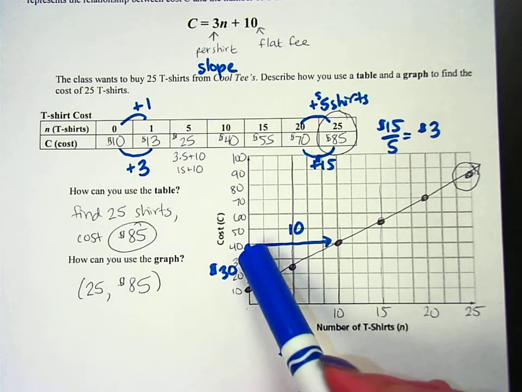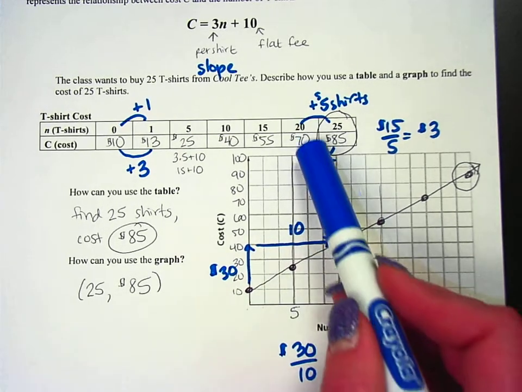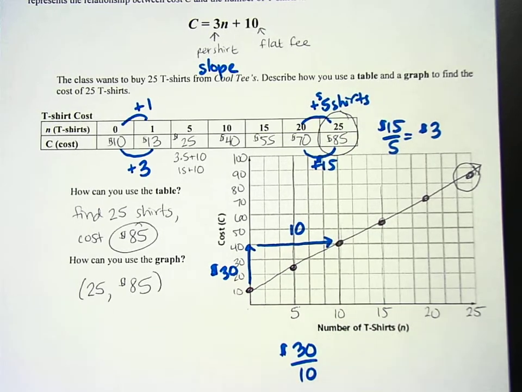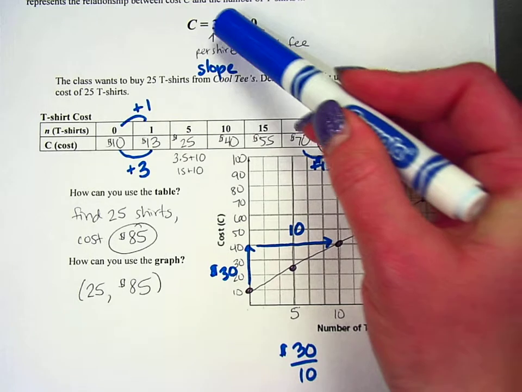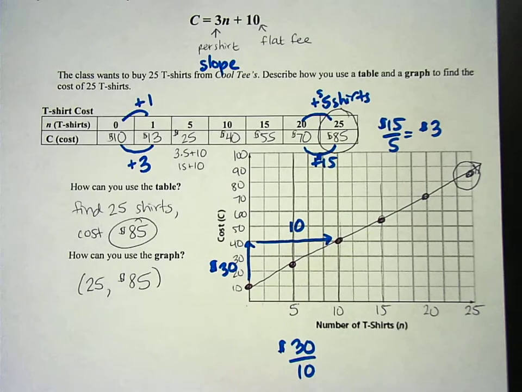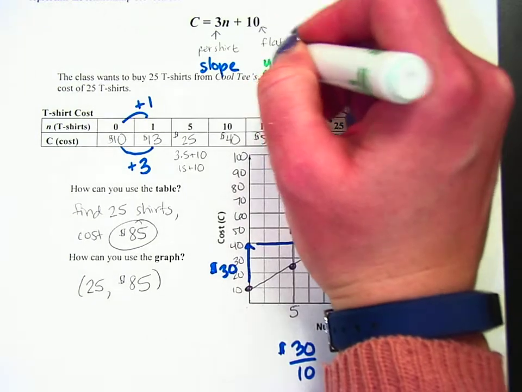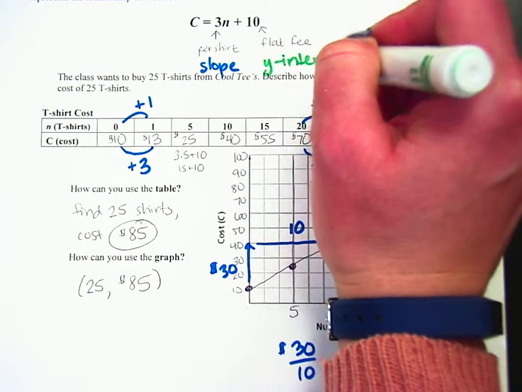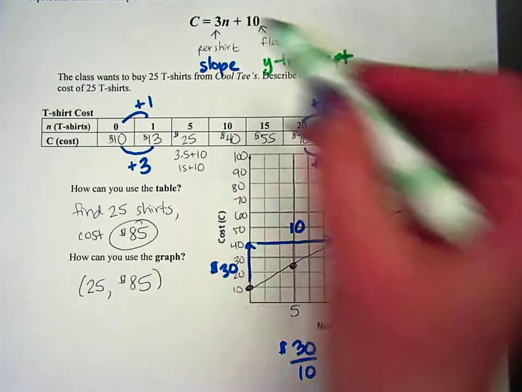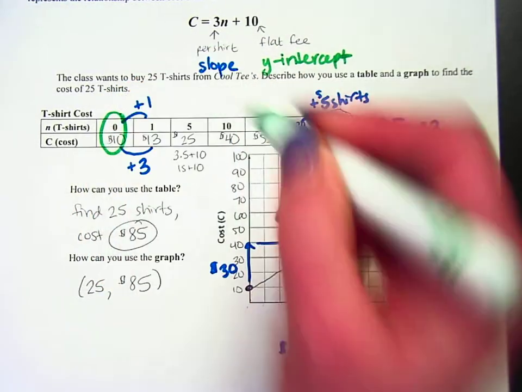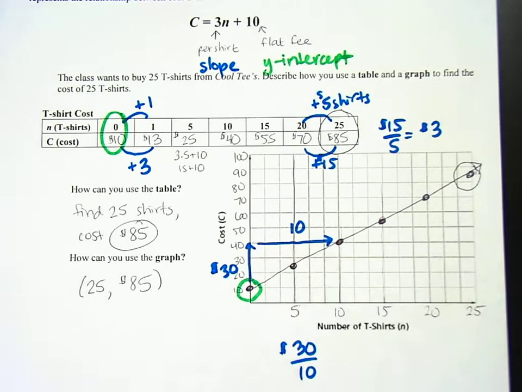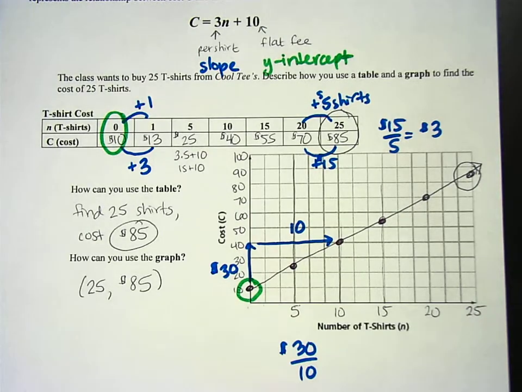And my graph is how much I go up and then over. And my table is how much I'm adding from what I'm putting in to what I'm getting out, so my dependent to my independent. And my equation is what I multiplied by. Okay. The other thing we find is the y-intercept. And that tells us where we start. So if I put in 0, I would get out 10. I can see that in my table and my graph as well. I'm putting in 0 and I get out 10 for my starting point. That's my y-intercept.